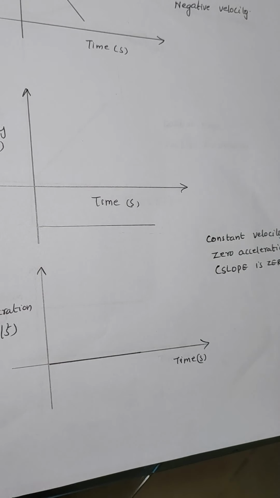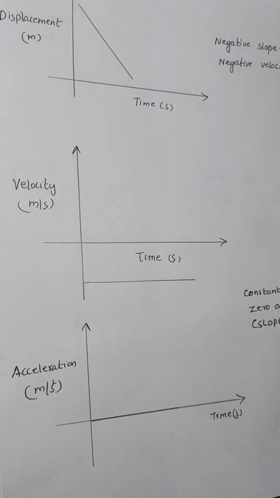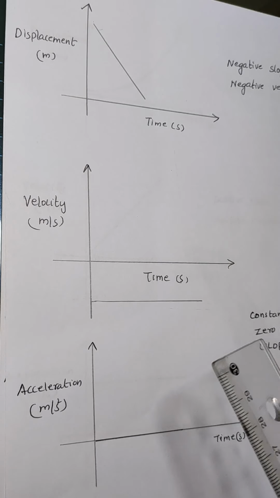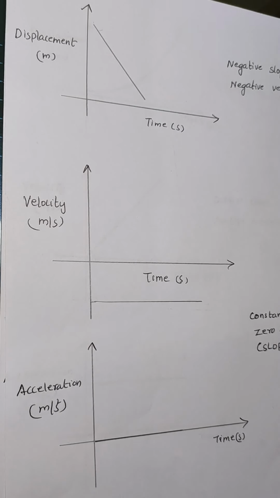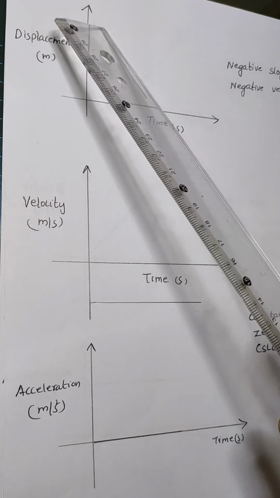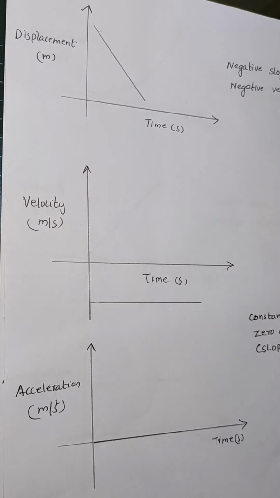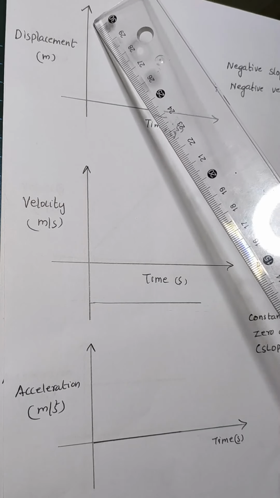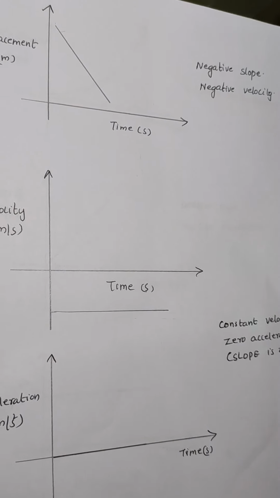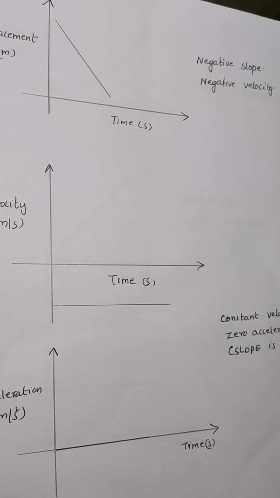Look at the next situation. Here we have again displacement time graph and corresponding velocity time and acceleration time graph. You can look at this one. The graph is decreasing, which means it has a negative slope. What does a negative slope for displacement time graph mean? A negative slope in displacement time graph means negative velocity.